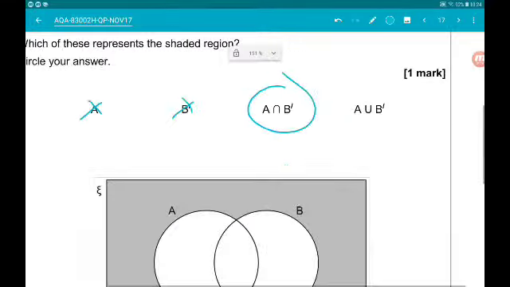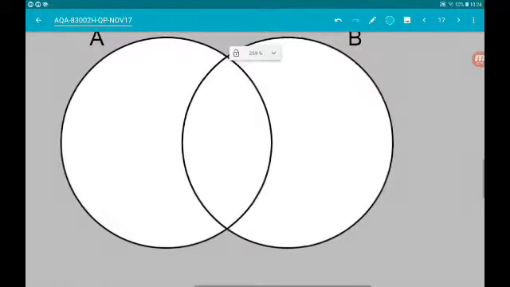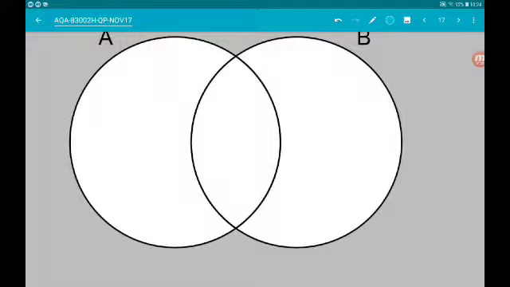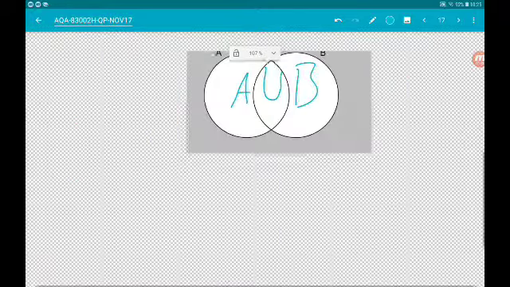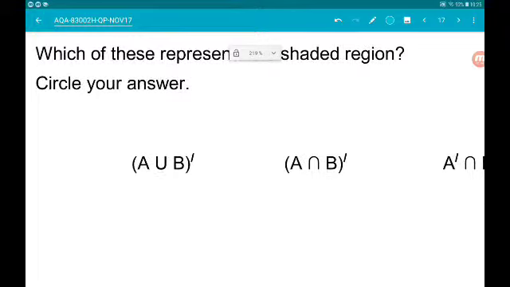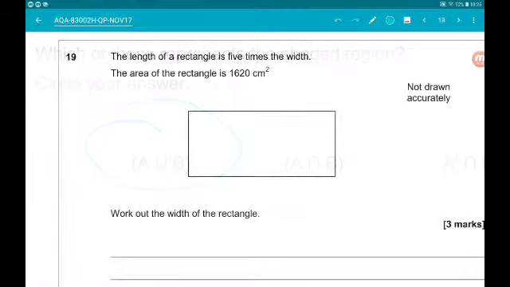Okay, then the same job. Down here we want the shaded region. So everything inside of the circles, so this region in here is A union B. So everything on the outside is A union B dashed. So it's not A union B. So that's the guy that we want. Right there. Cool.